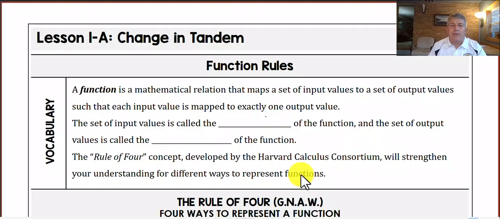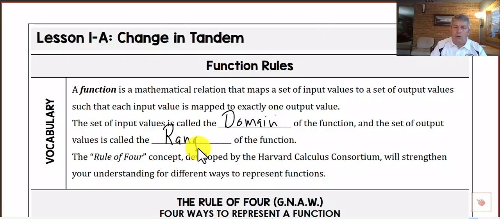A function is a mathematical relation that maps a set of input values to a set of output values such that each input value is mapped to exactly one output. The set of input values is called the domain, and the set of output values is called the range.